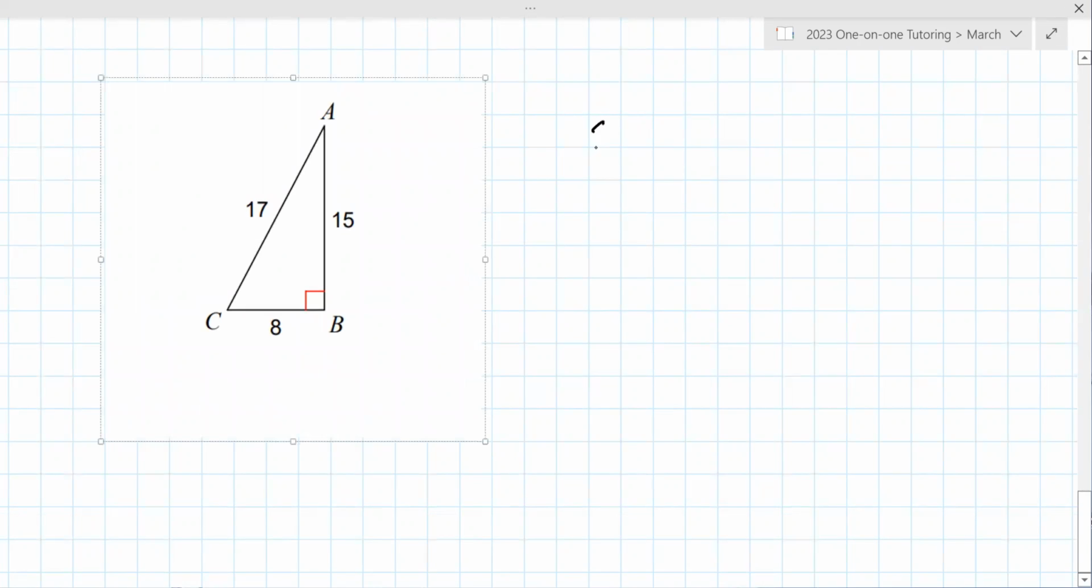I want the sine of C. Sine of C, please. Okay. 15/17. Very good.